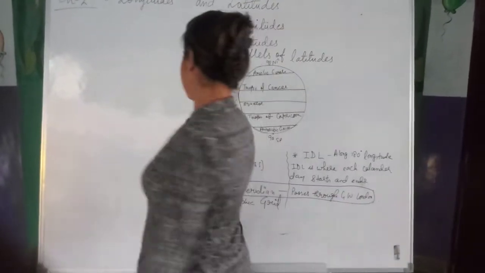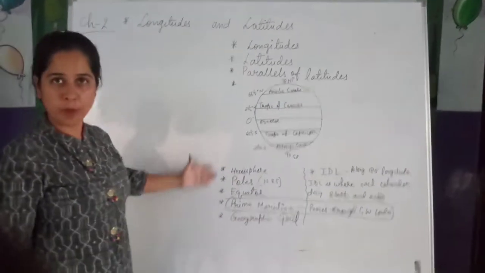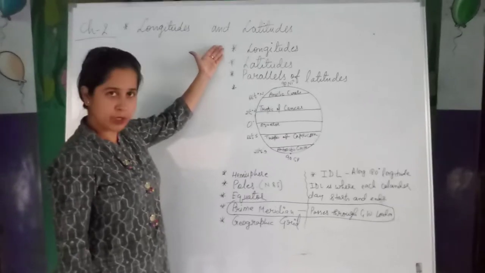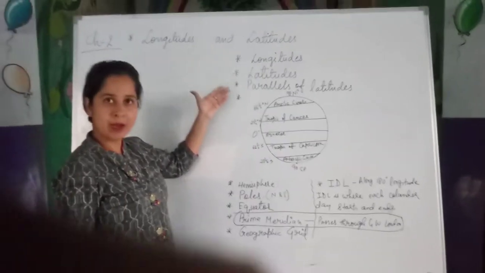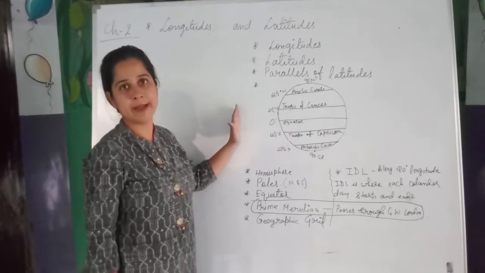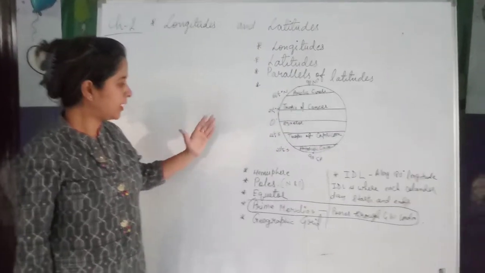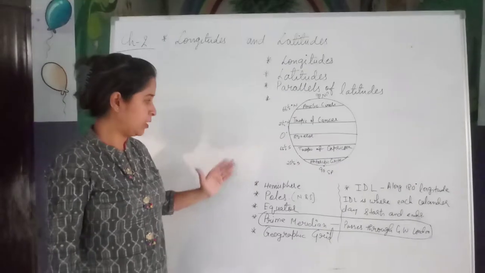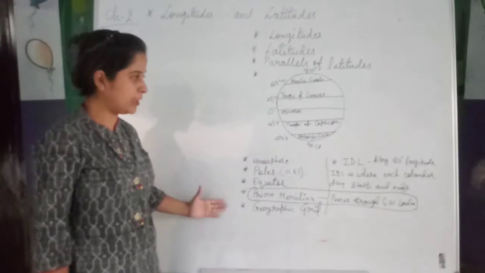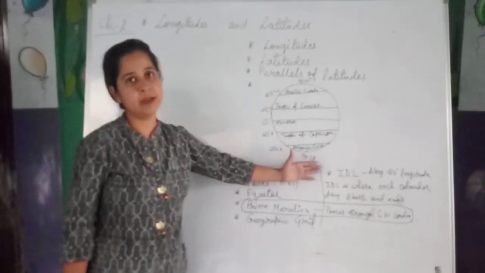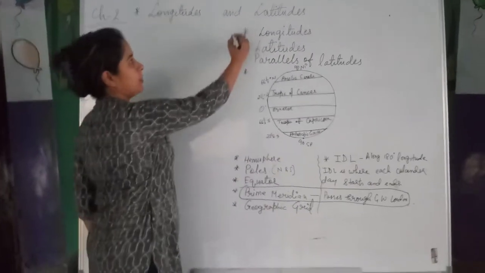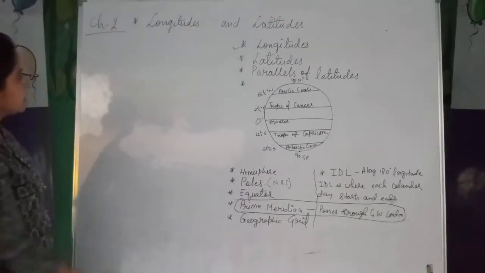So let's just start. These are the main topics which we will clear in this session. First we will discuss longitude, then latitude, and parallels of latitude. This picture is all about important lines of latitude. Then we will discuss hemisphere, poles, equator, prime meridian, geographic grid, and then the IDL, the International Date Line. So let's start one by one. Our first topic is longitude.